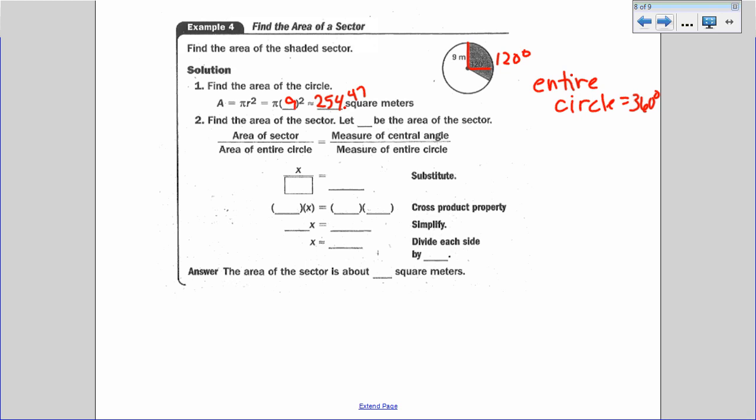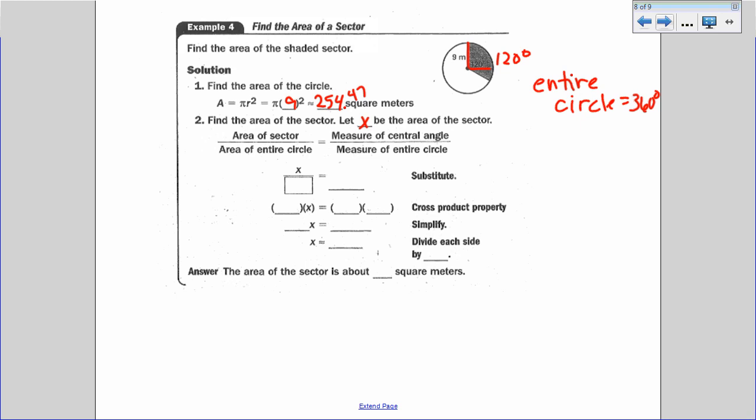So we've got the area of our circle there. We're now going to let x equal the area of the sector. That's what we don't know, so we're going to use our algebra. We're going to use a little ratio. We know the area of the sector over the area of the whole circle, kind of like corresponding parts, is going to equal the measure of the central angle over the measure of the entire circle.